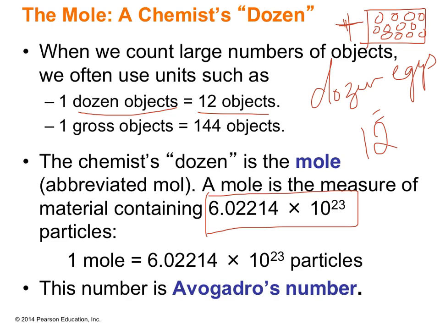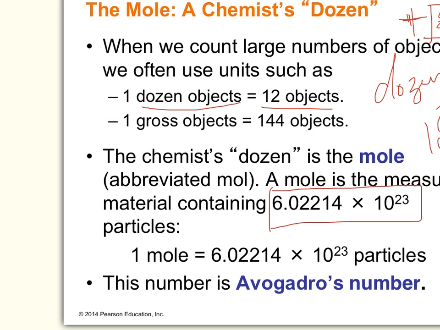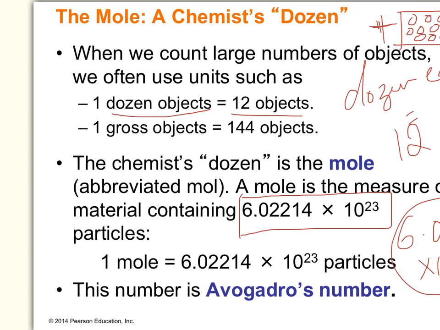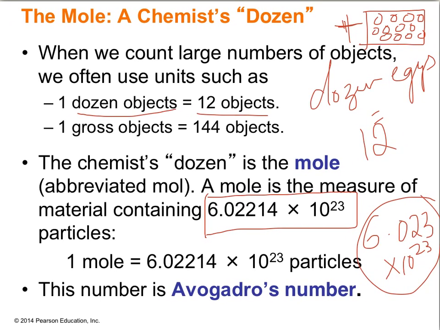What is Avogadro's number? 6.02214 times 10 raised to 23. Roughly we say 6.022. You don't have to use 6.02214, but we can say 6.023 times 10 raised to 23. This is the number that we're going to use. Okay, so 1 mole. Instead of saying 6.023 times 10 raised to 23 all the time, we will use the word mole. So instead of saying 6.023 times 10 raised to 23 sodium atoms, we will say 1 mole of sodium atoms.